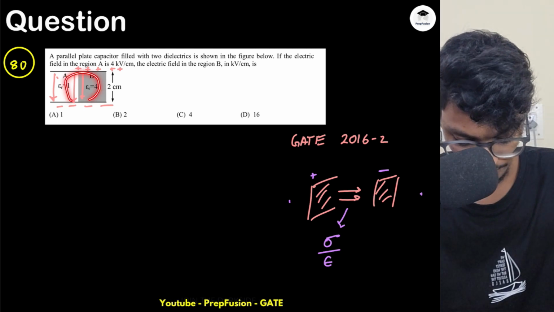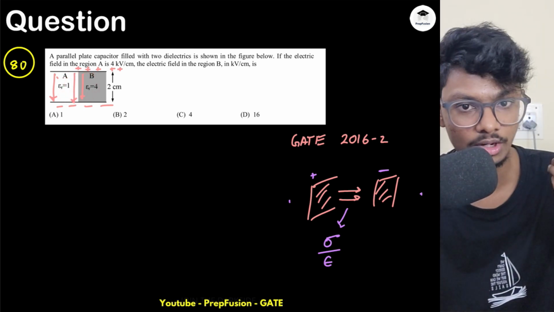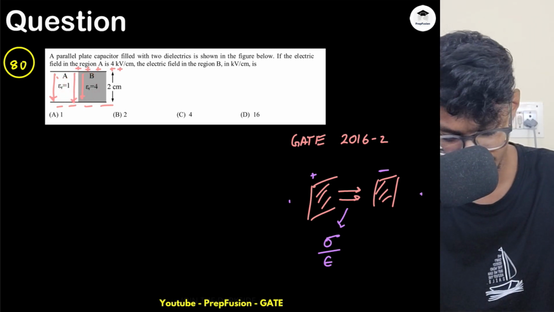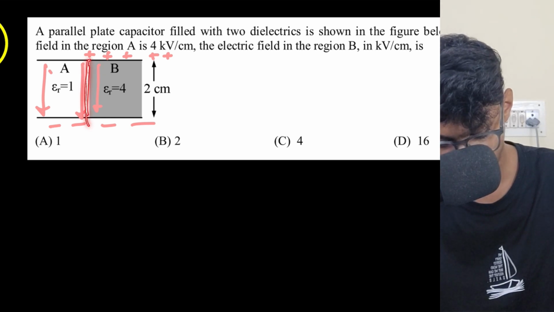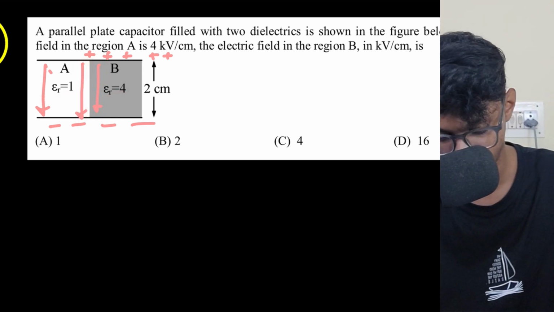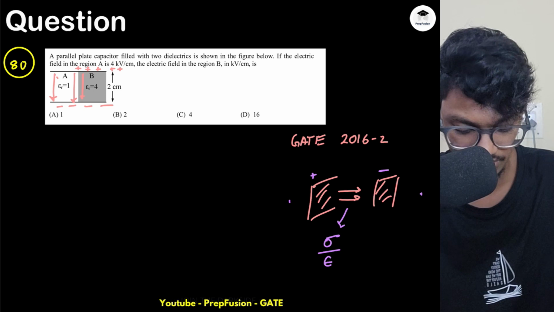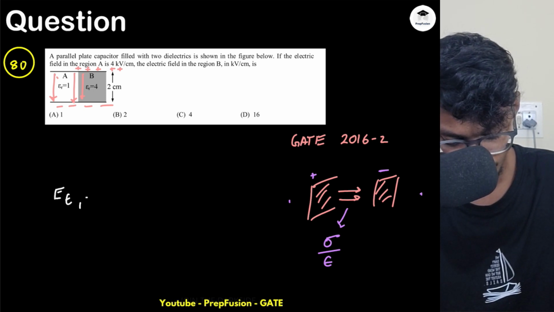And here I have a boundary. Along the boundary, what information do I know? The information that I know is the tangential component. This is the boundary, and this is the tangential component. I don't have any normal component. So basically, this electric field has only a tangential component. So ET1 should be equal to ET2.